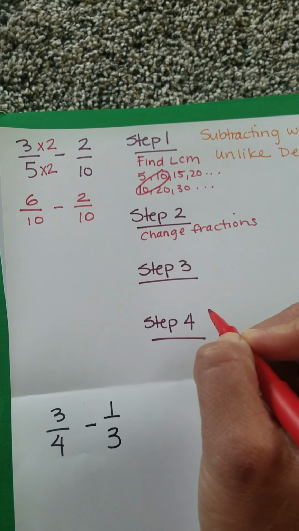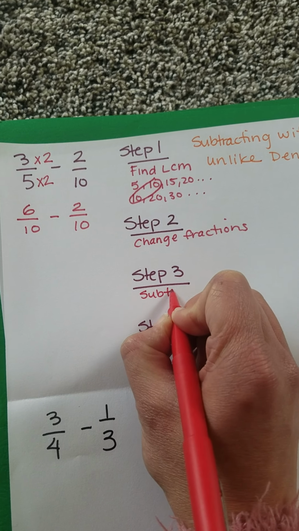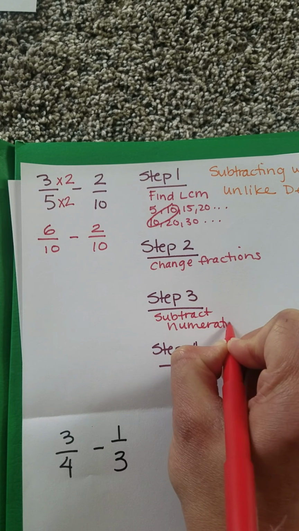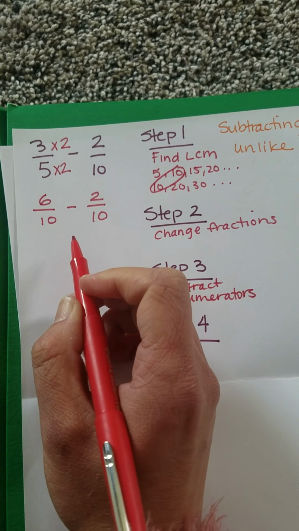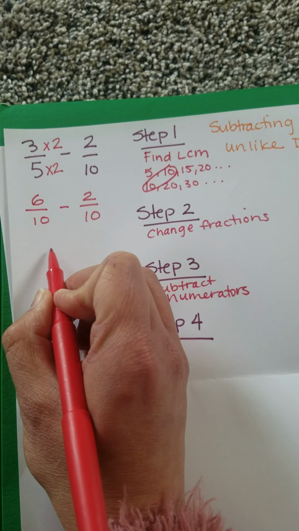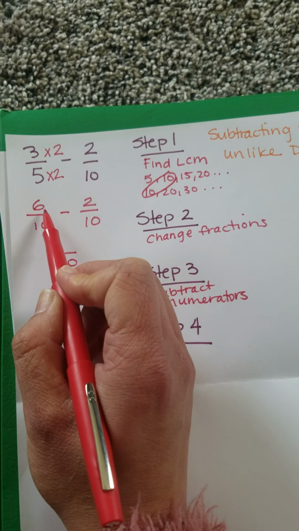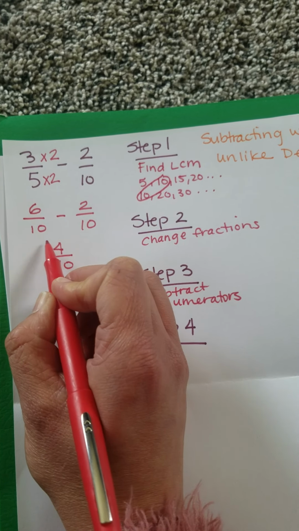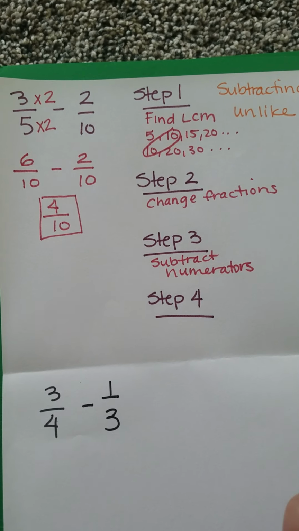So now we're ready for step 3, and that's to subtract the numerators. So I'm going to put subtract numerators. And just like how you learned in 4th grade, once your denominators are the same, you leave them alone. So this is going to stay as 10. And I'm going to subtract the numerators. 6 minus 2 is 4. And I'm going to put a box around that answer because that's one of my answers.